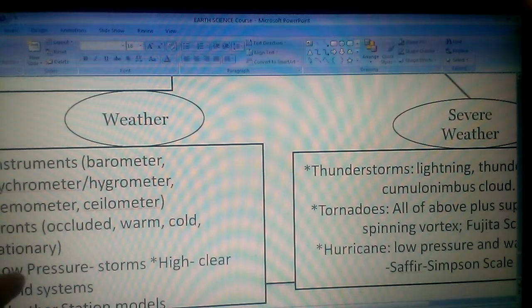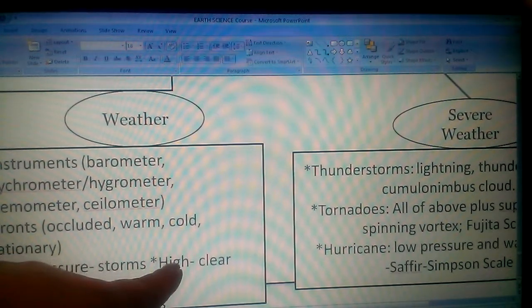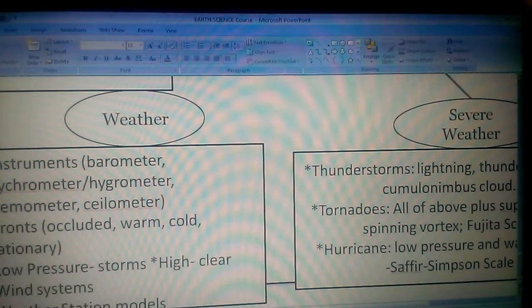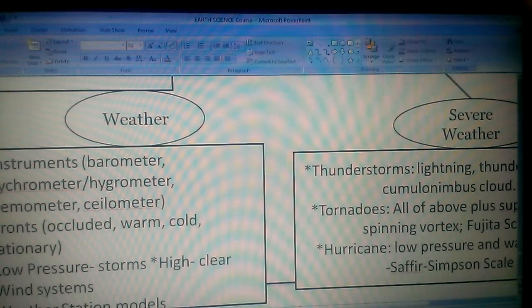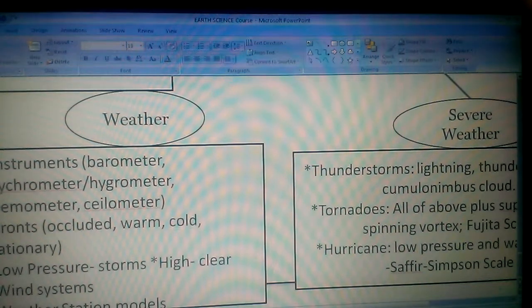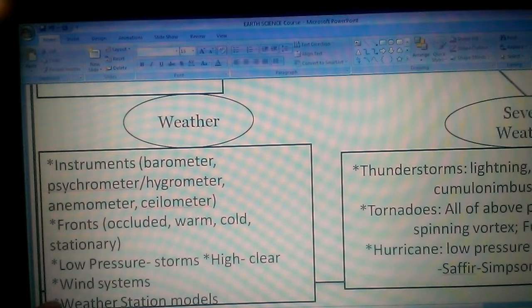Then you have your pressures. You have low pressure associated with storms from the rising air creating clouds, and high pressure associated with clear sky from sinking air that's not going to create clouds. Wind systems, you want to remember from what we talked about in class. You have your equator, followed by your trade winds above on either side, and then your prevailing westerlies and your polar easterlies. And last but not least, your weather station models, where you have the circle with the dot that shows you exactly what temperature or dew point was at any given point in time. So those are your weather things you want to keep in mind.